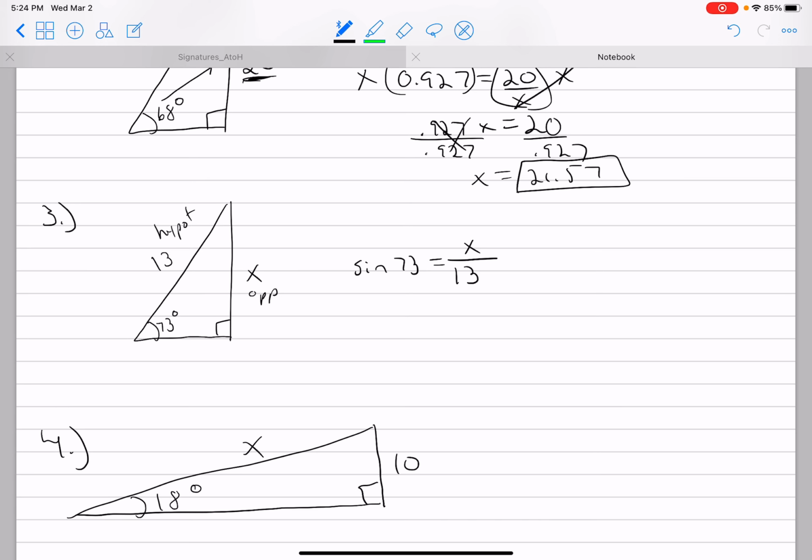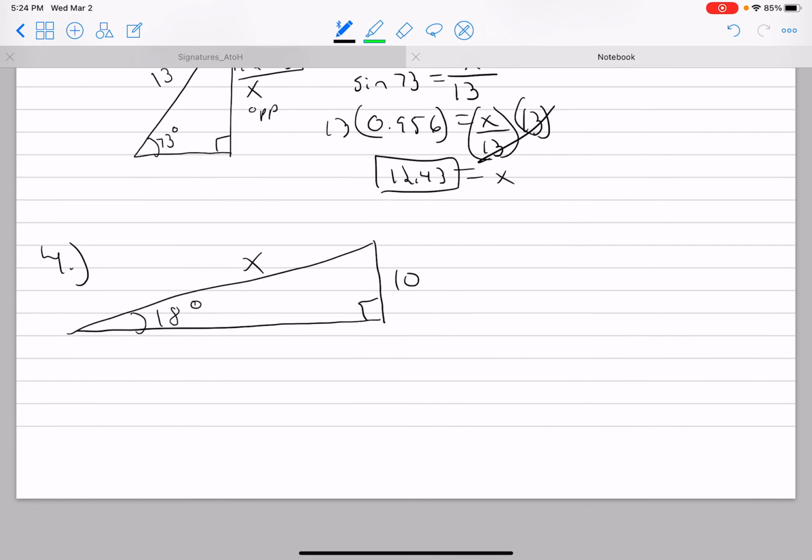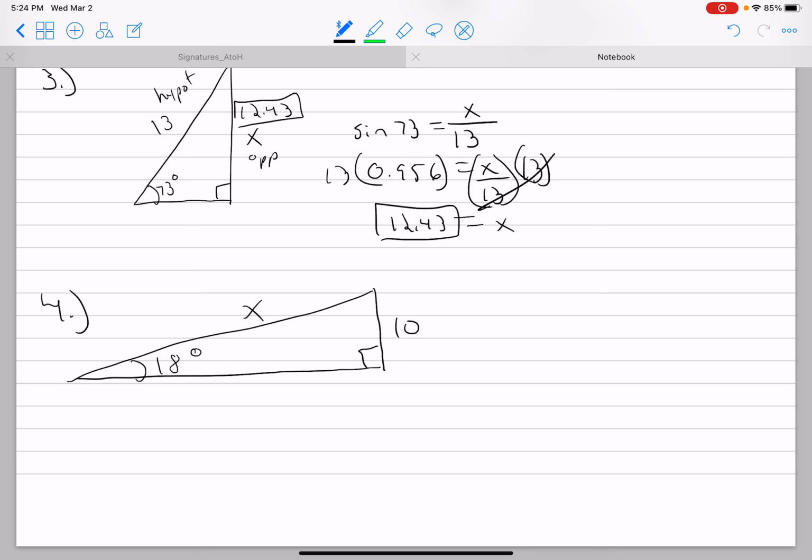Cool. Let's see. The sine of 73 is 0.956 equals x over 13. I want to get x by itself, so I got to get rid of this 13 on the bottom. This is x divided by 13, so I multiply by 13, multiply by 13. x equals 0.956 times 13, which is about 12.43. So the length of this side is about 12.43. Last one. Let's do this one here.